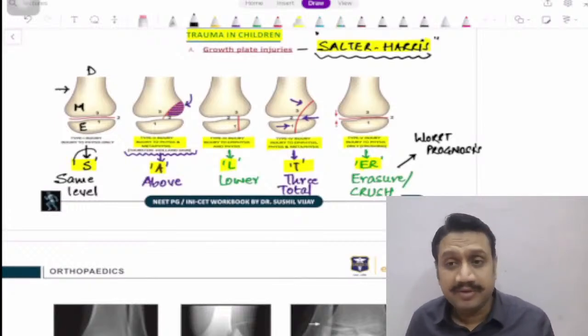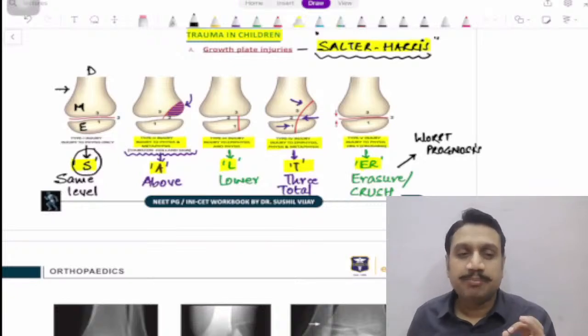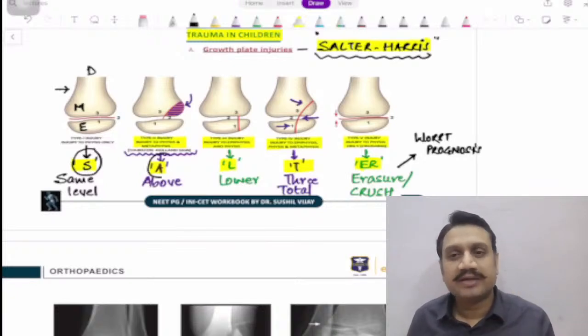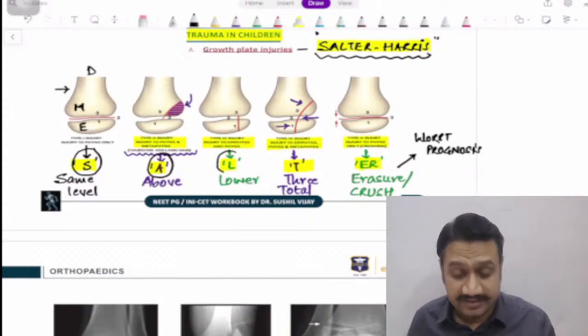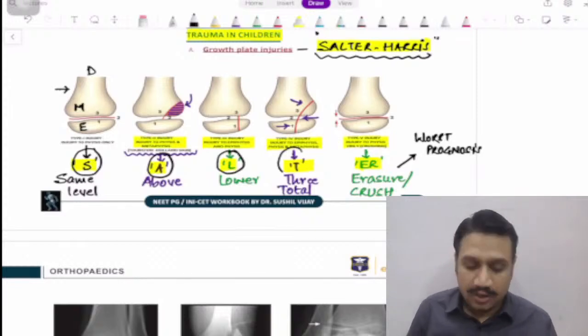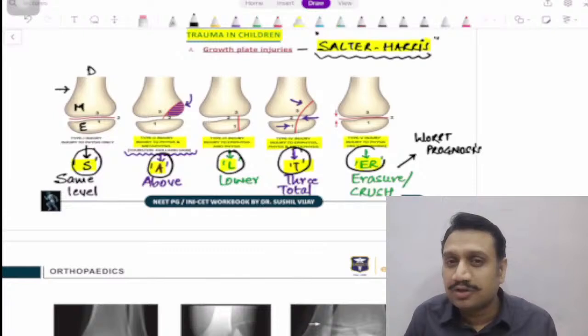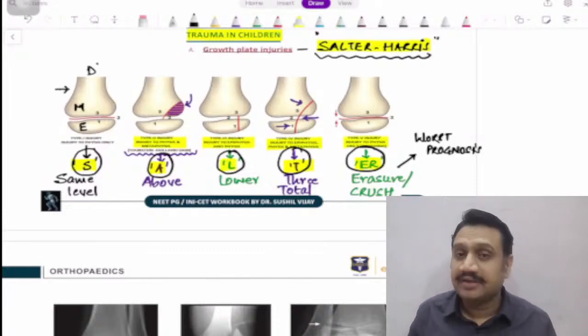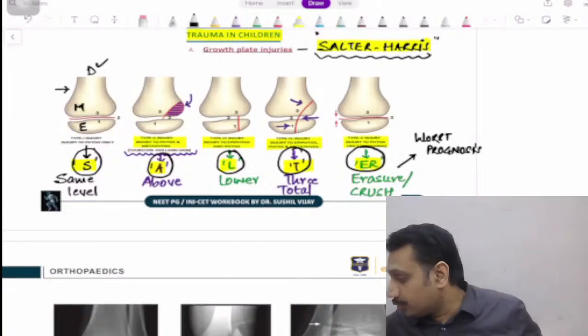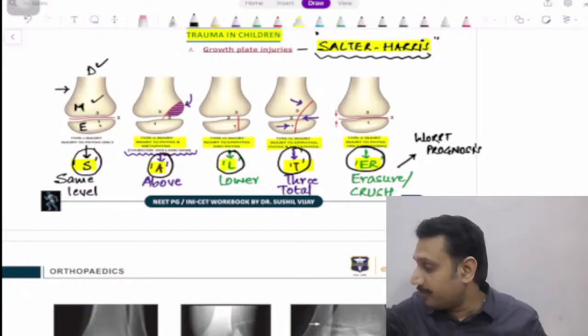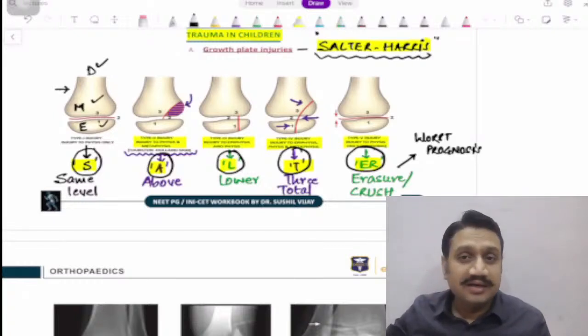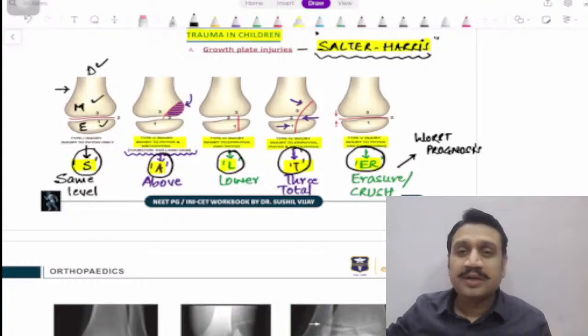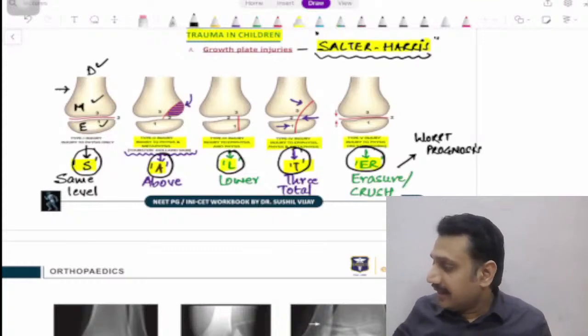But guys, remember, always and always, the prerequisite to learn the Salter-Harris classification is that you have to see the bone with the diaphysis on the top, then it is meta, then it is epi, right? You never change the sequence. You don't see it with the epi on the top, then the meta, and then the dia. Don't turn the bone upside down. See the bone from the lower part only, and once you see it that way, then only the mnemonic Salter is going to be true, right?